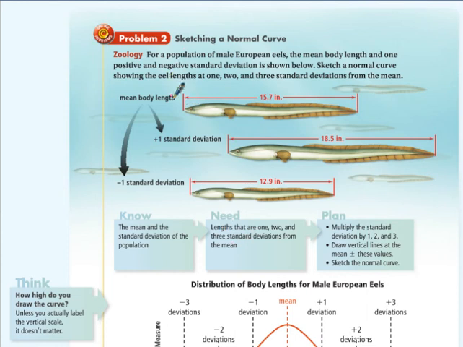So normal curve, more zoology. These are European eels. So ironically, we're measuring the European eels in inches. Man, irony. So the mean body length and one positive and negative standard deviation is shown below. Sketch a normal curve showing the eel lengths at 1, 2, and 3 standard deviations from the mean.